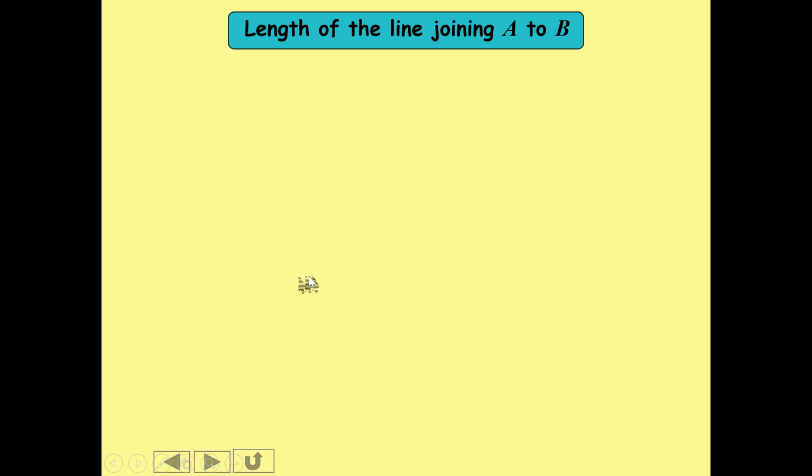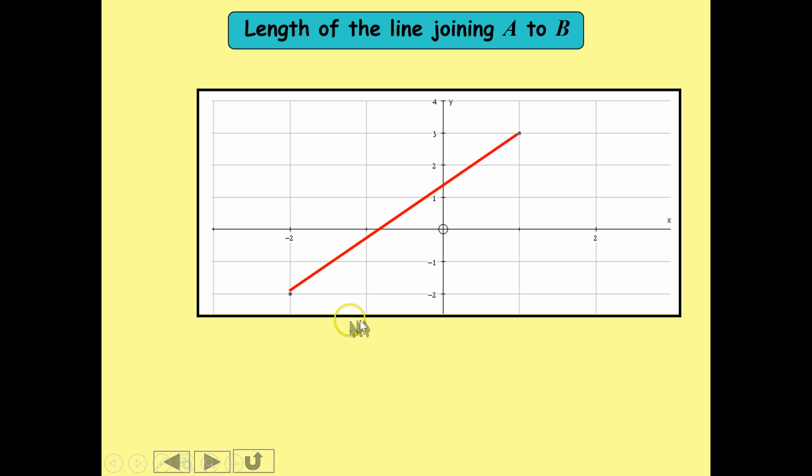Welcome back. In this section we're going to look at finding the length of the line joining point A to point B. Suppose we have a point A -2, -2 and B 1, 3. We want to find the distance between these 2 points, and it's equal to the length of the line that joins these 2 points. In order to be able to do this, we're going to create a right angled triangle and use Pythagoras theorem. Firstly, we create the horizontal line.